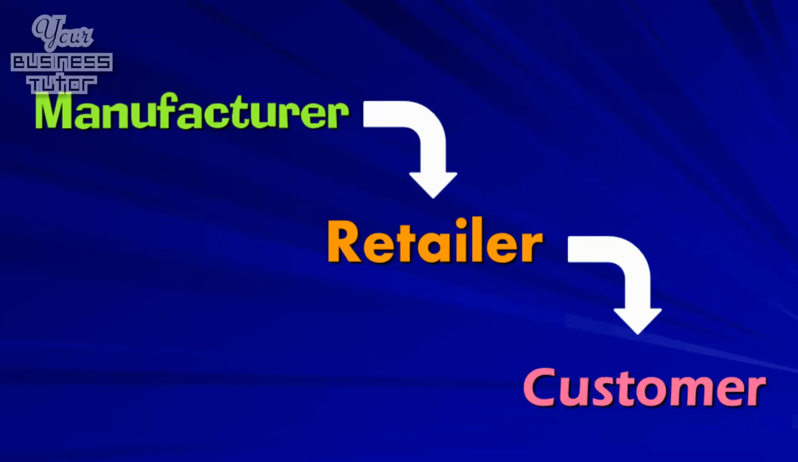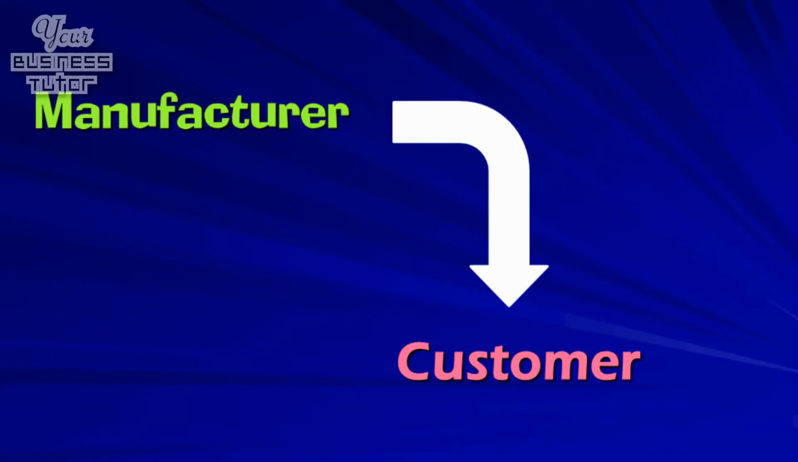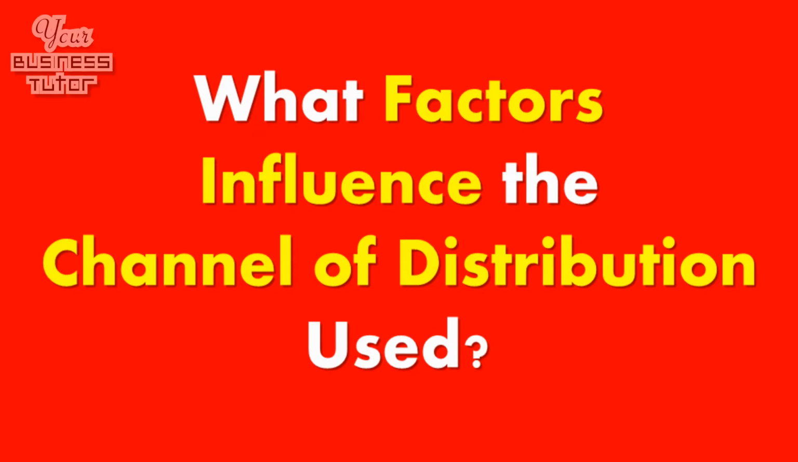However, an alternative distribution model, as shown, involves a manufacturer delivering directly to retailers by removing the wholesaler from the chain. And of course, the final method involves a manufacturer selling directly to their customers by cutting out both the wholesaler and the retailer. Okay, now we know what channels are available. Let's now turn to look at what factors influence which channel of distribution a manufacturer may use.